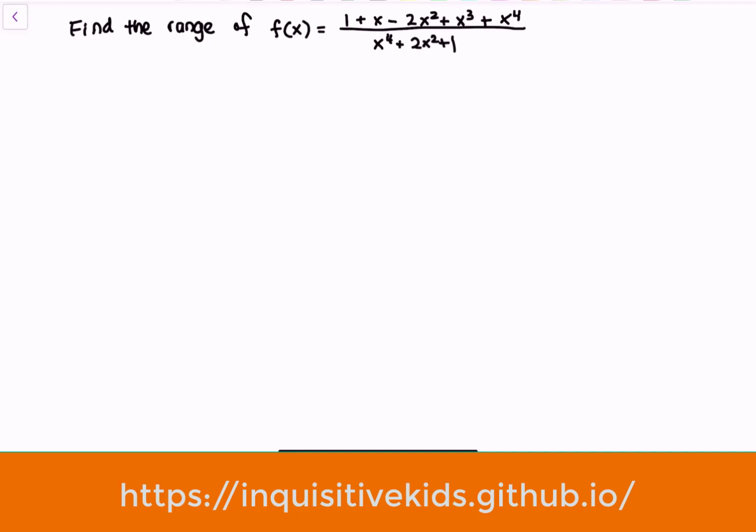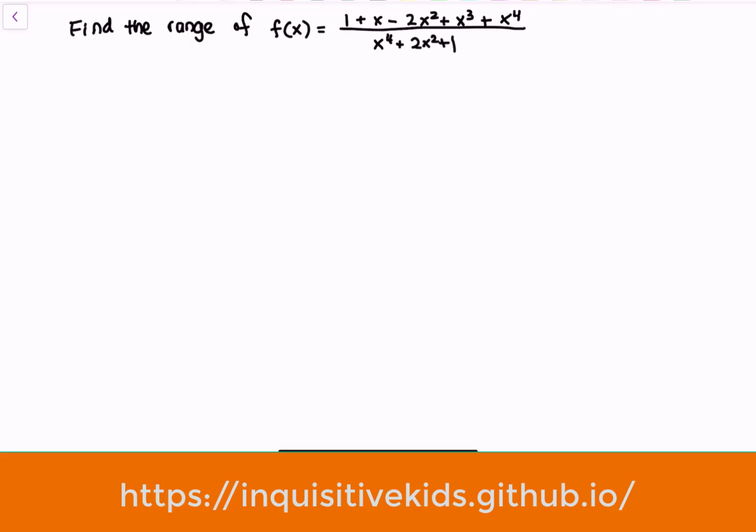Now on to our next problem. Find the range of this function. We see that we have a polynomial on the top and bottom, and they both have an odd number of terms. We can also see that their coefficients are symmetrical.